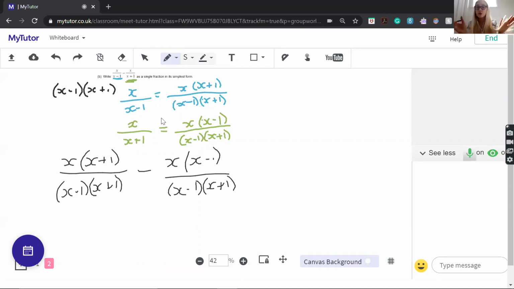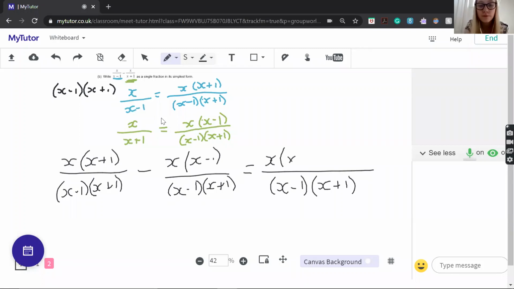And now we can smush them together. Because the denominator is the same, we're allowed to smush those two top bits together. So we get x lots of x plus 1 minus x lots of x minus 1.